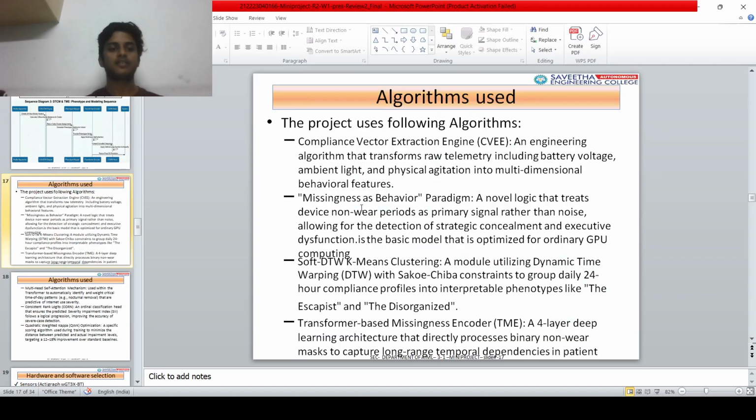The Soft DTW k-means clustering algorithm is applied. It groups similar compliance behaviors together. A transformer-based missingness encoder is also used here. The multi-head self-attention captures the long-term patterns. Ordinal prediction ensures severity order consistency.